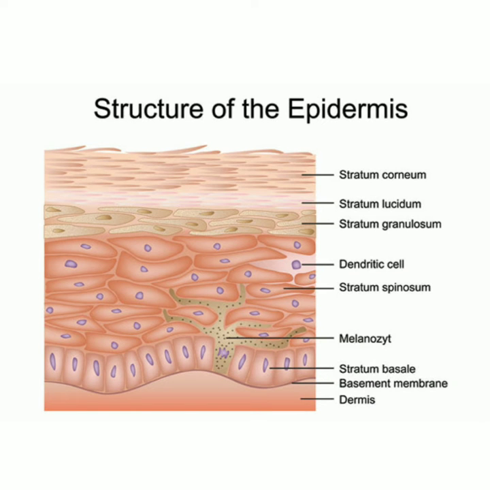Epidermis is made up of 5 layers from bottom to top: stratum germinativum, stratum spinosum, stratum granulosum, stratum lucidum, and stratum corneum.